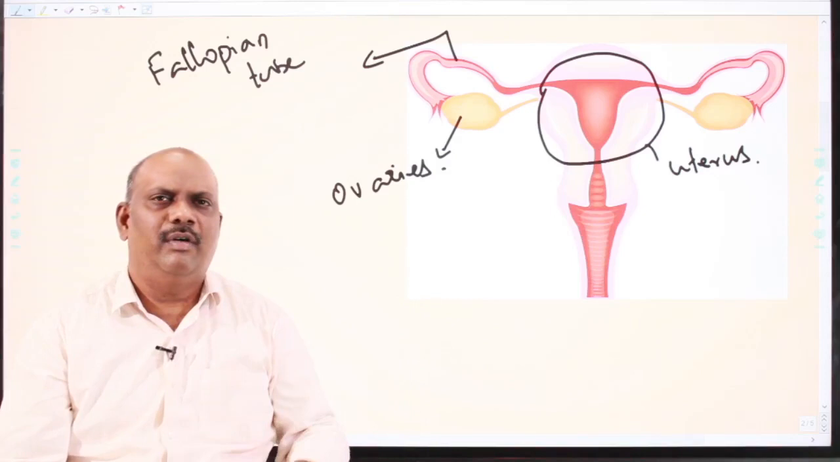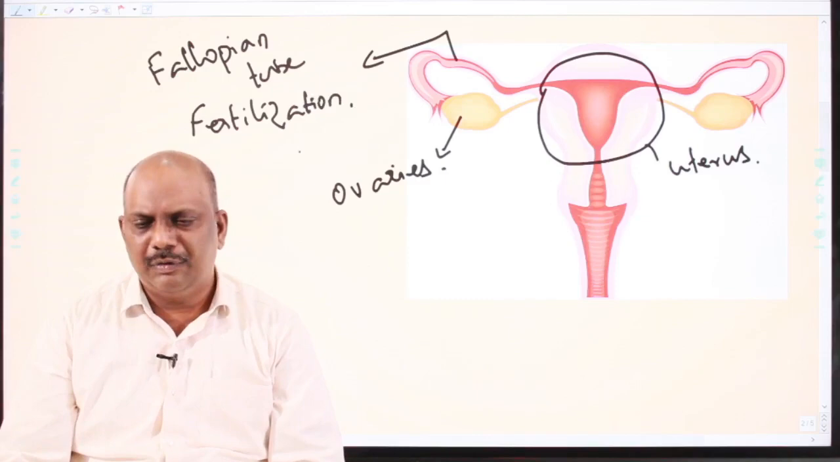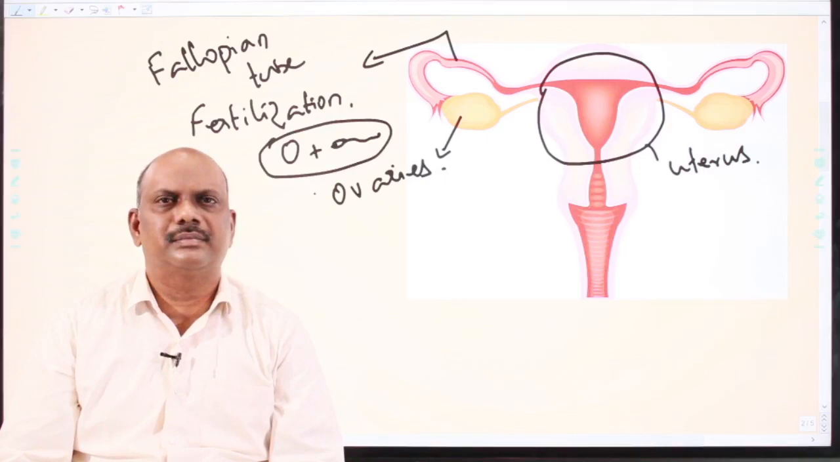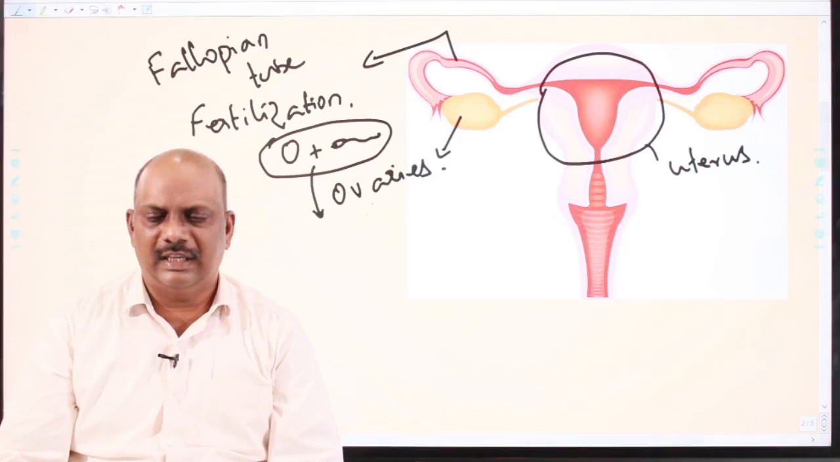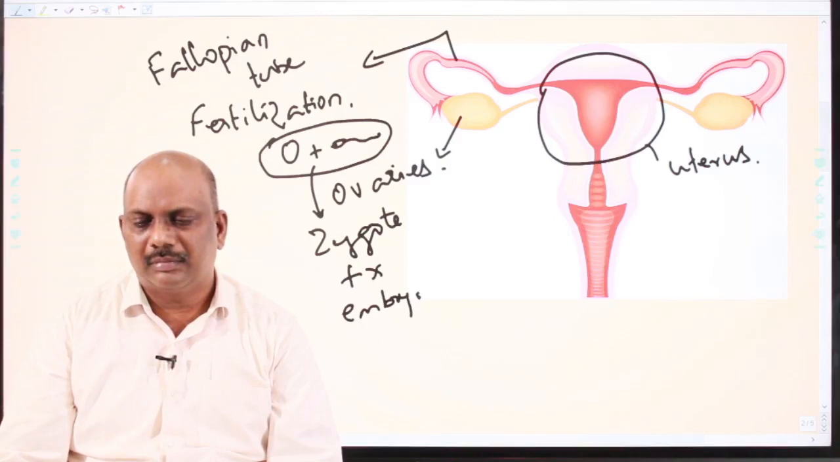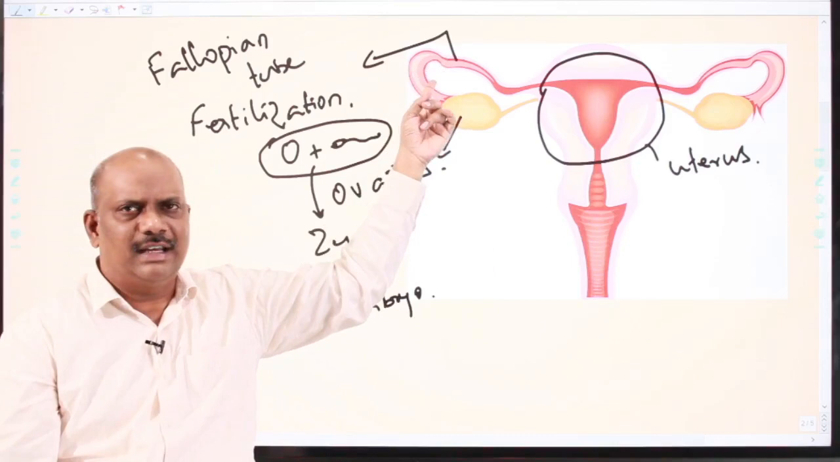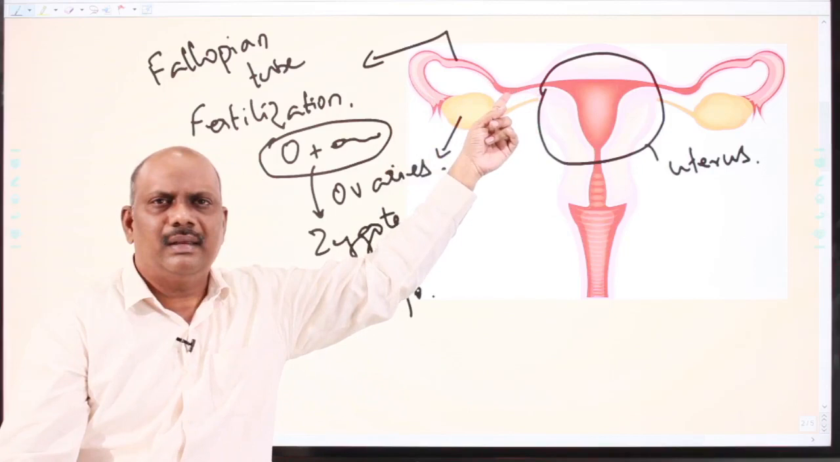So fertilization, I hope you know by this time, what do you mean by fertilization? Fertilization refers to the fusion of sperm and ovum. The fusion of a sperm and ovum creates the zygote, which further divides and multiplies to form an embryo. And this fertilization happens in the fallopian tube. So once the egg gets fertilized, it slowly descends down and gets implanted in the uterus.